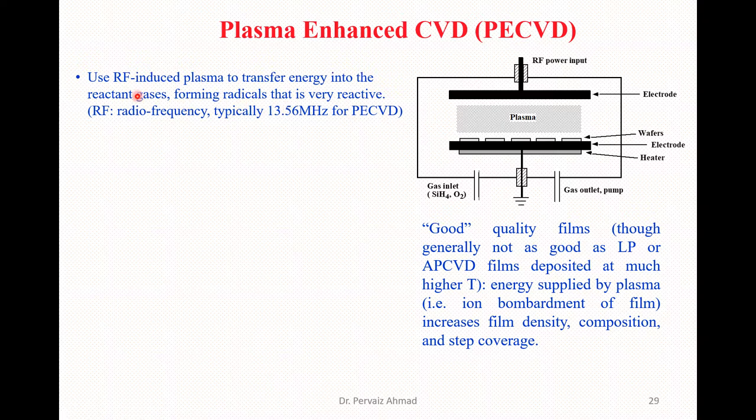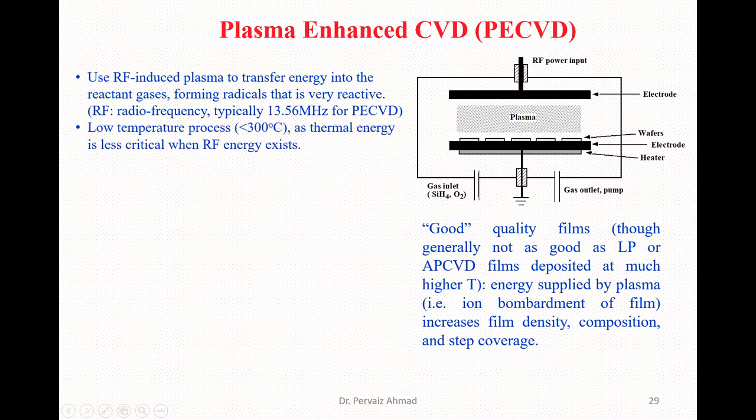Normally we use RF induced plasma. Here you can see the plasma, but remember it is induced by RF induction to transfer energy to the reactant gases. What happens after that? When the energy is transferred into the reactant gases, we get radicals that are very reactive. And remember, the RF radio frequency is typically 13.56 megahertz for plasma enhanced chemical vapor deposition. It is a low temperature process, as we discussed in the previous lectures. It basically occurs at temperatures smaller than 300 degrees centigrade, where thermal energy is less than critical when RF energy exists.